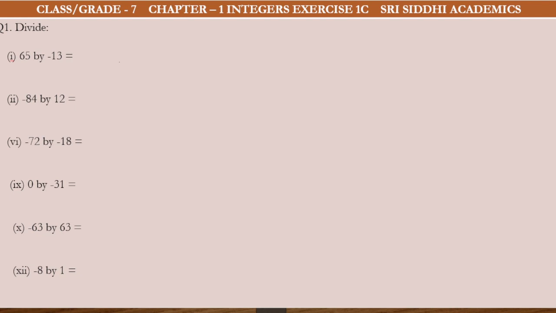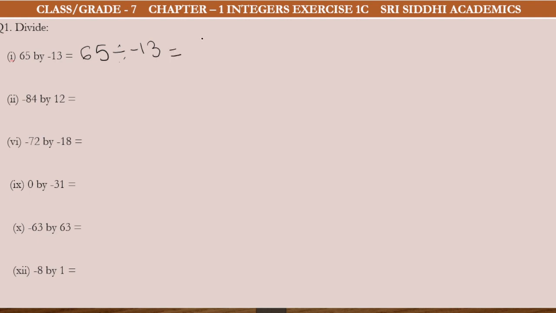Let's start with exercise 1C from chapter 1, Integers, for class 7 or grade 7. The first question says divide, and bit 1 says 65 by minus 13. The question is in words, so I'll write it in mathematical terms: 65 divided by minus 13. Now what do we multiply with 13? 13 into what is equal to 65?